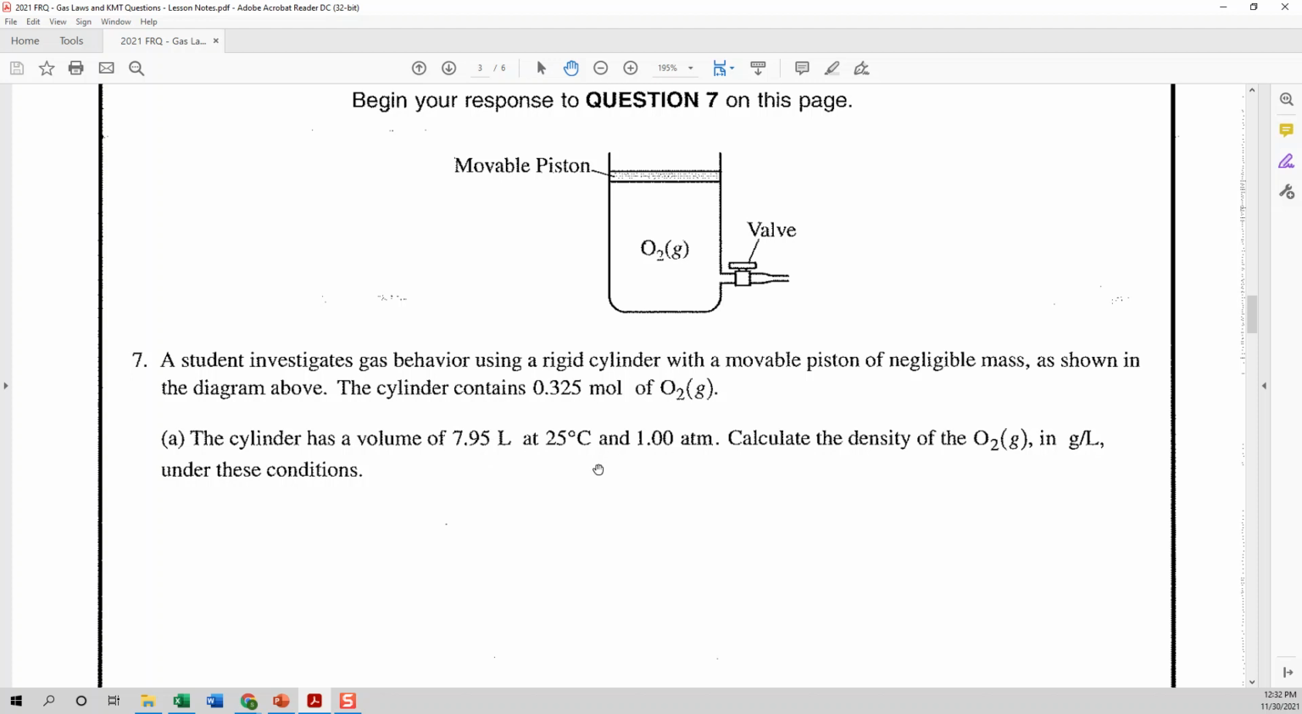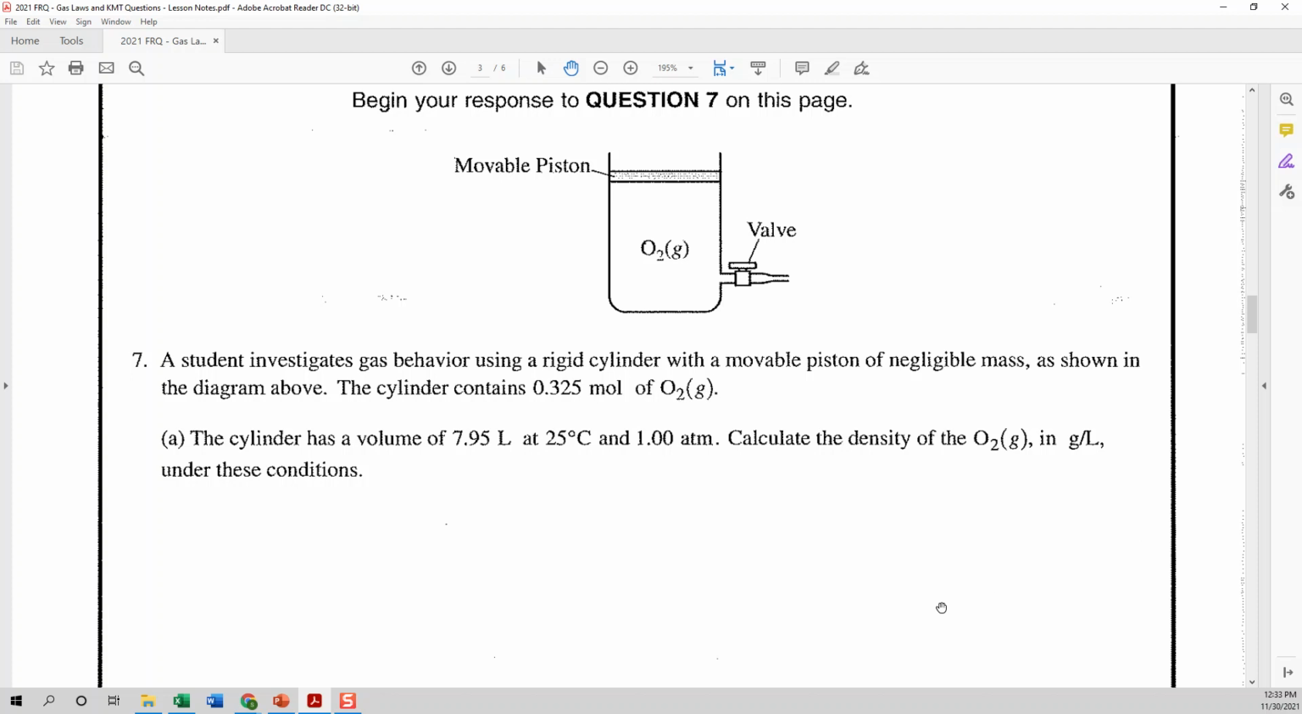So one thing we could do is we could use PV equals nRT, solve for moles of O2, and then we would multiply by the molar mass of O2 to get grams, and then grams divided by this many liters would give us our density, okay?